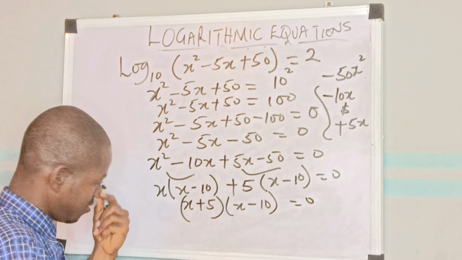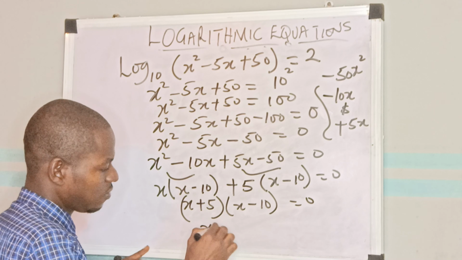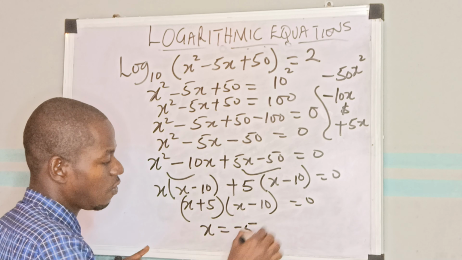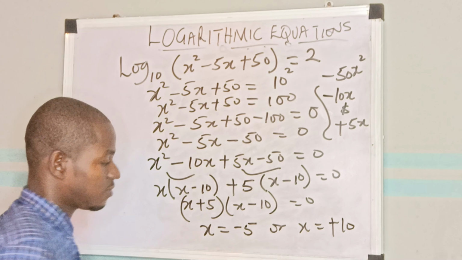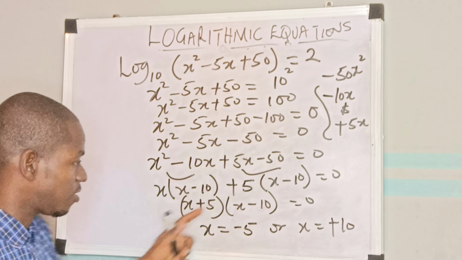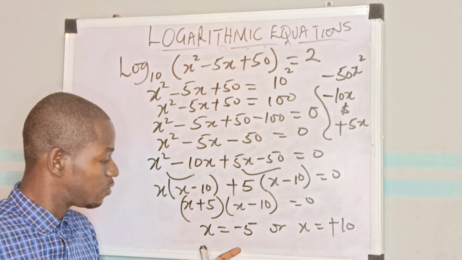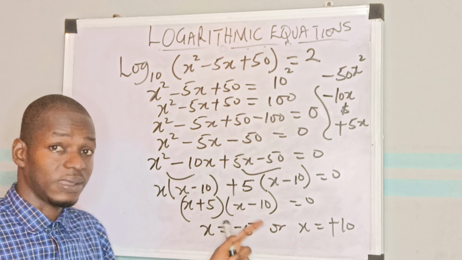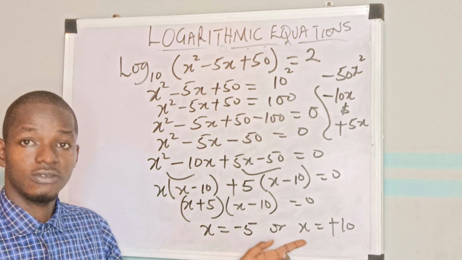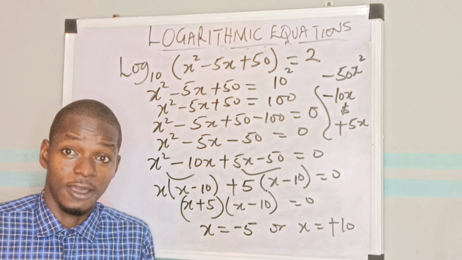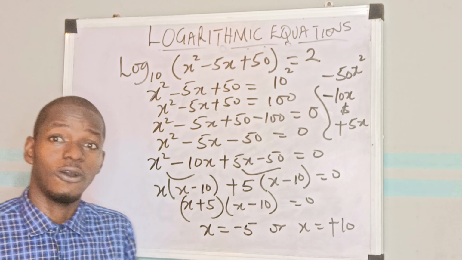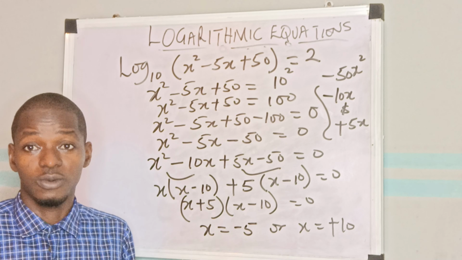So when you solve it, we have x equals negative 5 or x equals positive 10. When you solve this, x plus 5 equals 0, so x is equal to negative 5. x minus 10 equals 0, so x is equal to positive 10. I hope you have learned. This is a sneak peek of logarithmic equations.